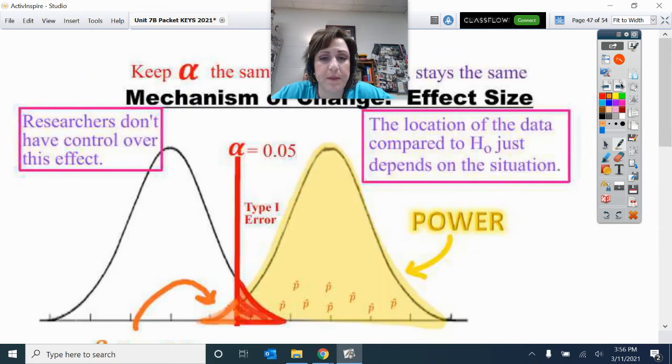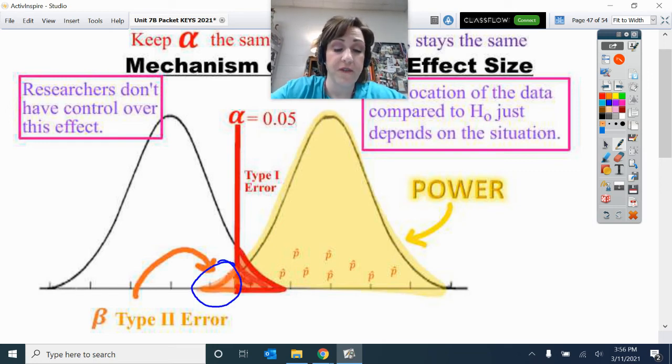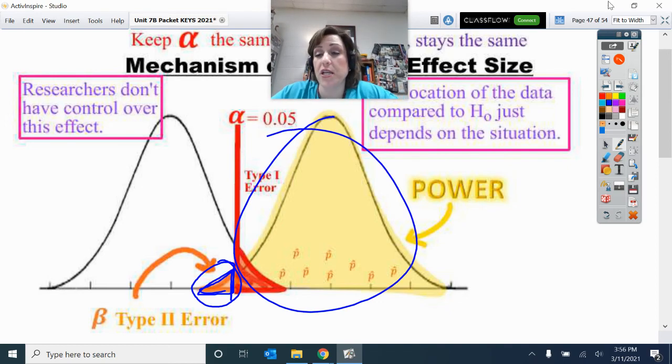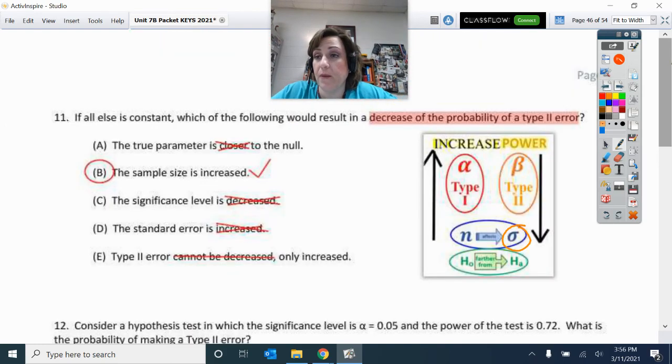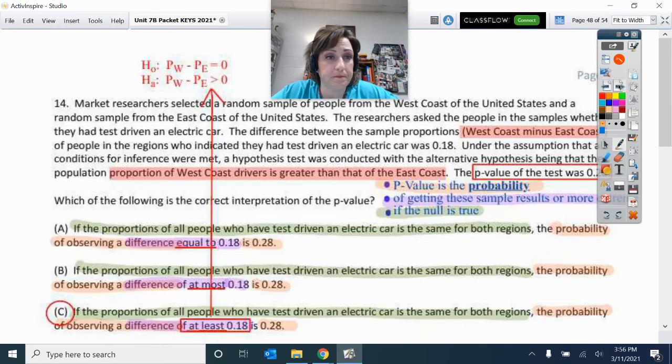Let me see if I can find a picture. So type 2 error here is us. See, here we are failing to reject this false null hypothesis because the data is all over here, not rejecting the false null hypothesis. Alrighty then, next.